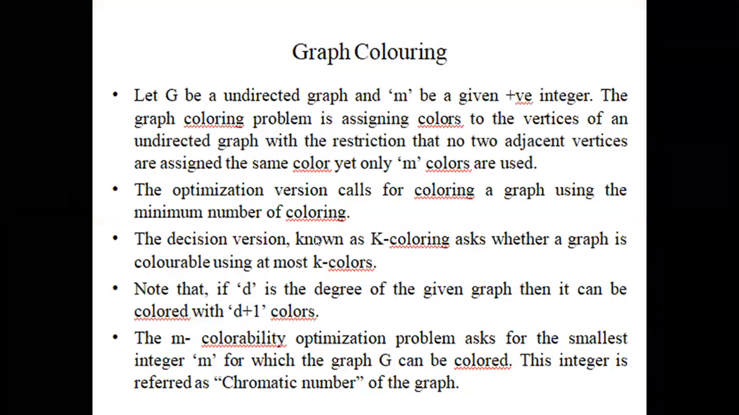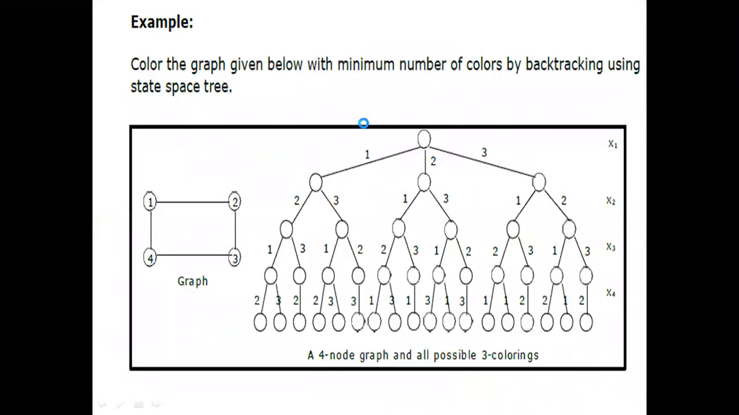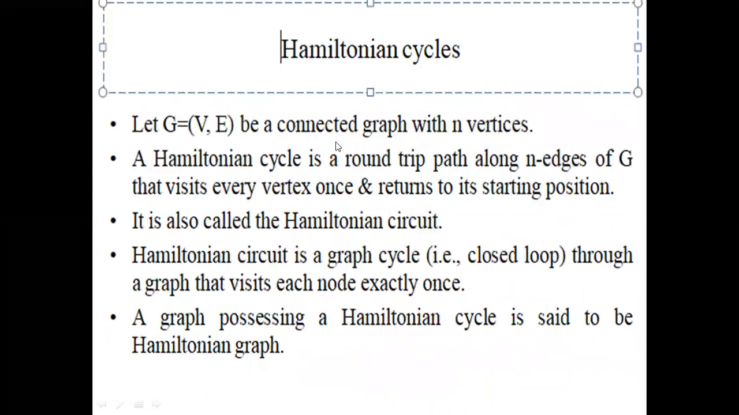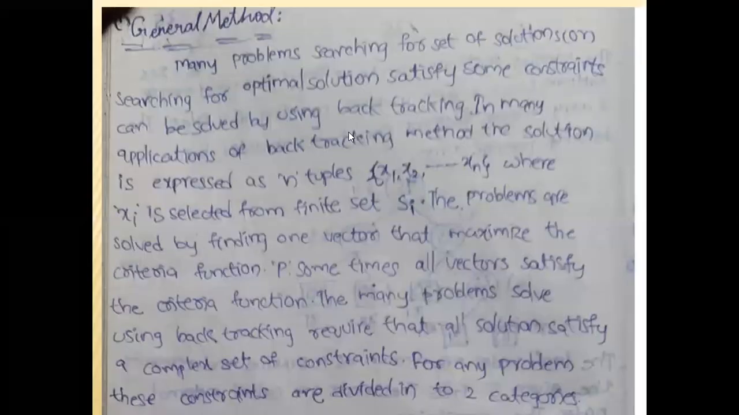Suppose the third one, graph coloring. Graph coloring means finding the number of colors such that no two adjacent vertices have the same color. This is the constraint for graph coloring. The constraint for the Hamiltonian cycle is that every vertex is visited exactly once and we return to the starting point. So you are finding the solution.